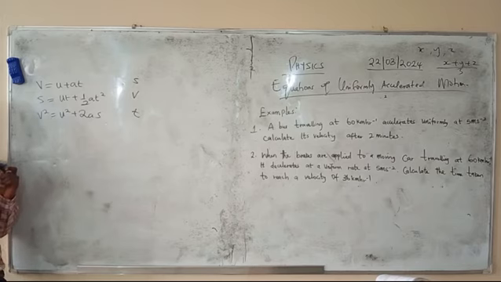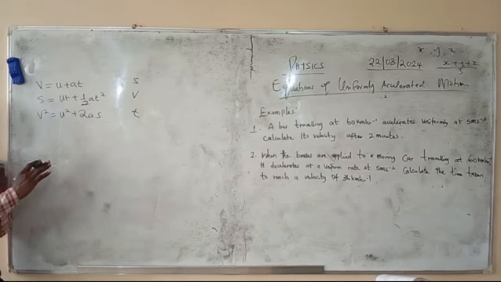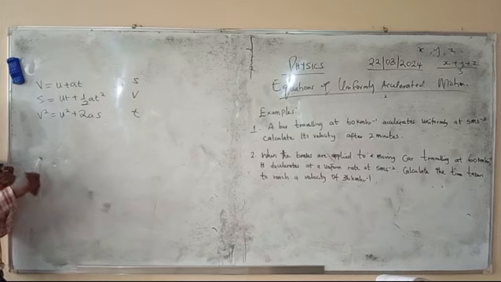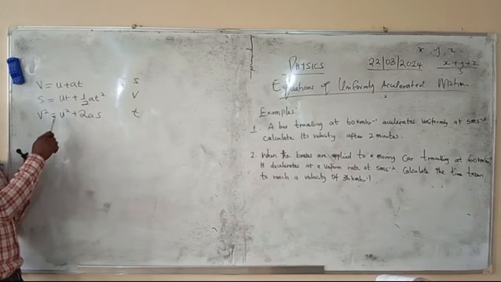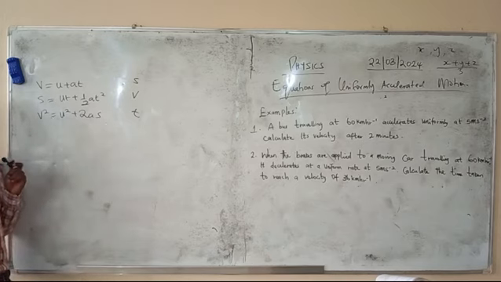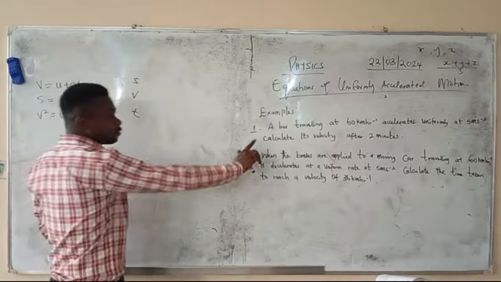So whenever you are given a question, try to list out the parameters given to you. When you list them out, you look for the one that is not there. If there's one that is lacking, then you are able to know the right equation to use. Am I communicating? So now let's look at this first question.